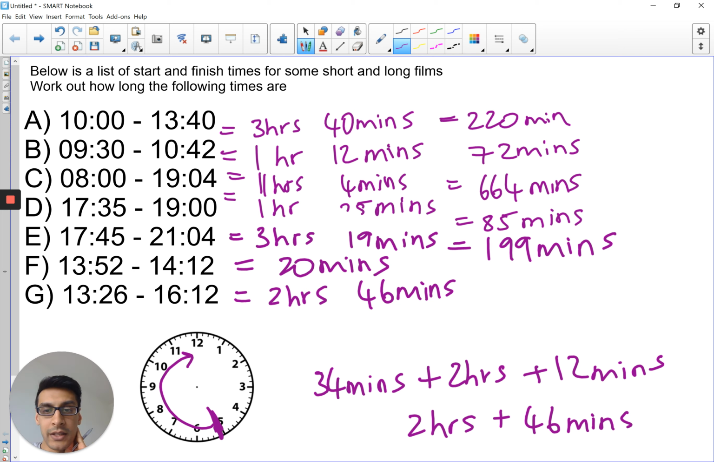And to convert that to minutes, you're just going to do 2 times 60, which is 120, and then 120 plus 46. That should give you 166 minutes. And that is how you can work out differences in time or lengths of time.